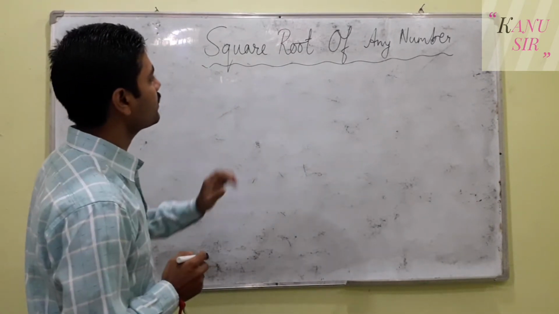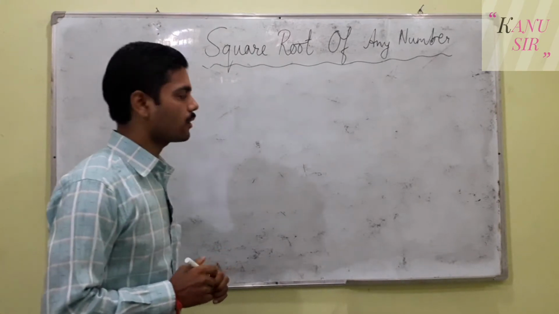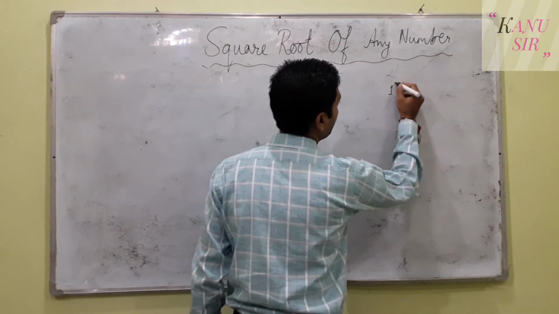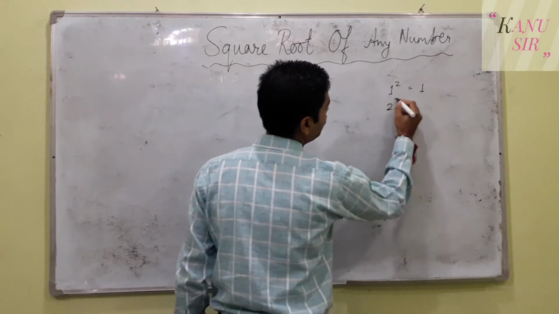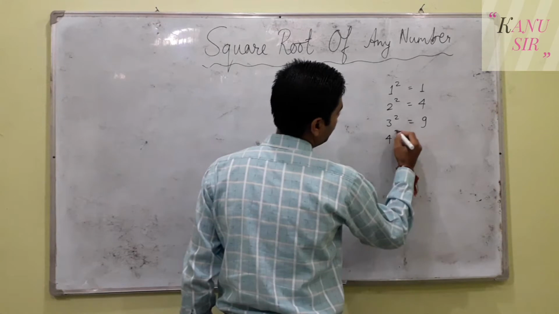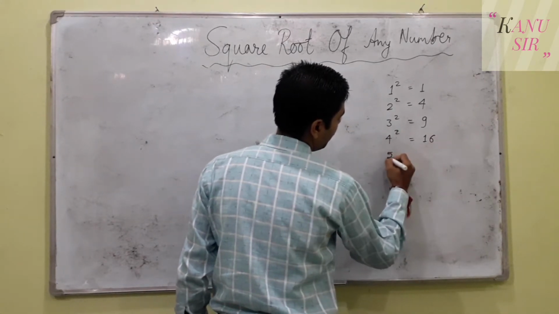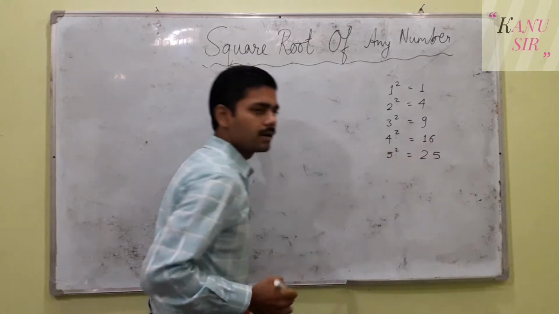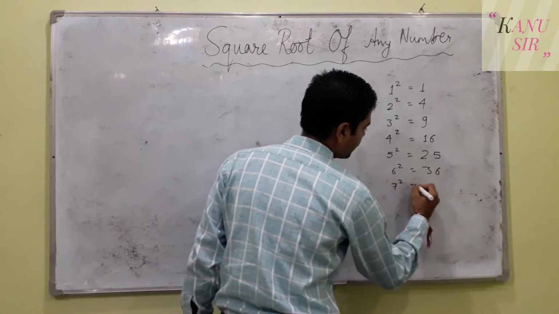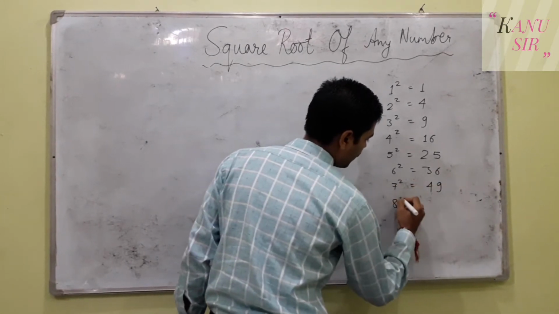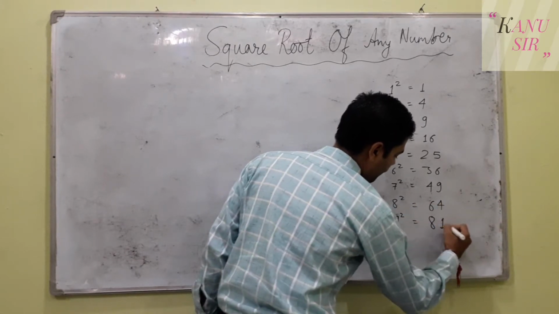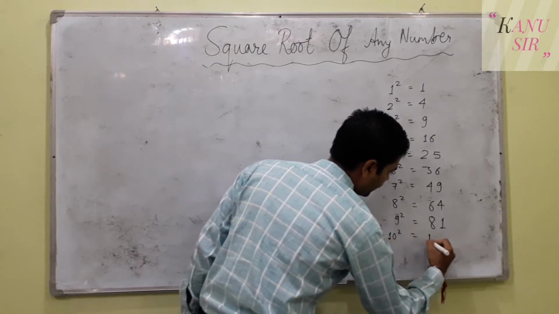Before understanding the actual process of finding the square root, first I want to remind you of the squares of some numbers. Square of 1 is 1, square of 2 is 4, square of 3 is 9, square of 4 is 16, square of 5 is 25, square of 6 is 36, square of 7 is 49, square of 8 is 64, square of 9 is 81, and square of 10 is 100.